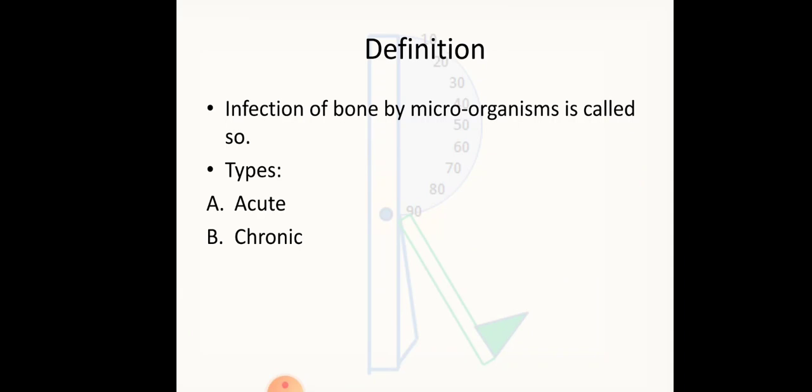Definition. The definition of osteomyelitis says that it is nothing but an infection of bone caused by a microorganism. The microorganism which causes osteomyelitis, the commonest, is Staphylococcus aureus. There are two more microorganisms which can cause osteomyelitis. Those are Streptococcus and Pneumococcus.